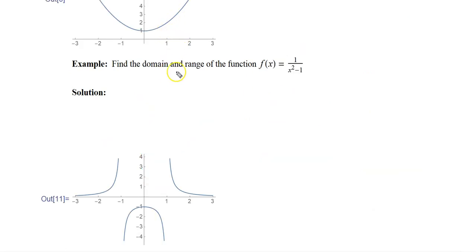And finally, let's consider this example. Let's find the domain and range of this function, 1 over x squared minus 1. So for the domain for this function, well, the only thing that we cannot do here is have 0 in the denominator. So we need that x squared minus 1 cannot equal 0. As long as this holds, then that particular x value will be fine to plug into our function.